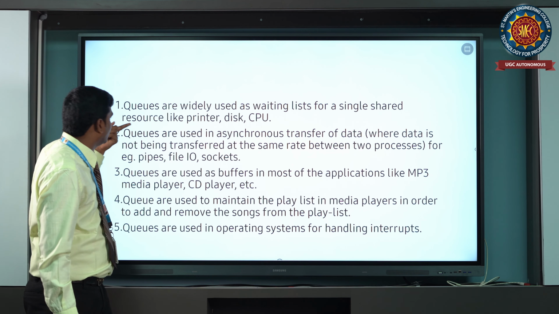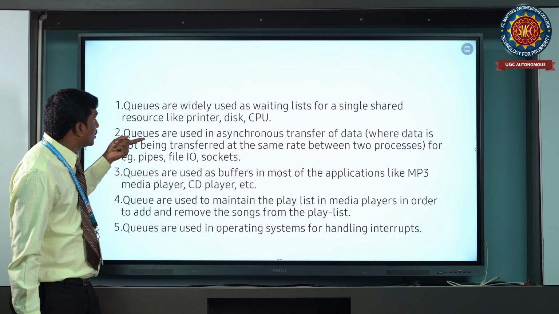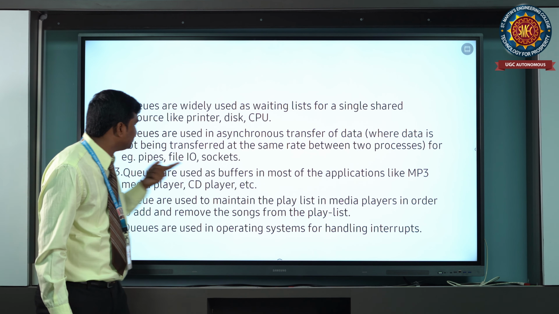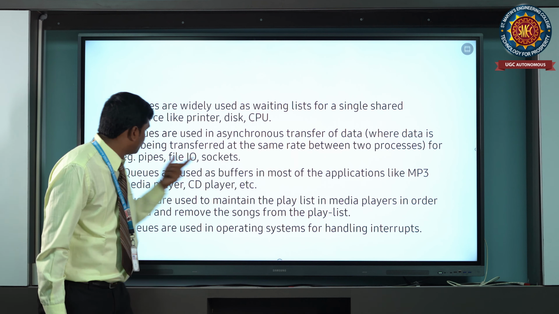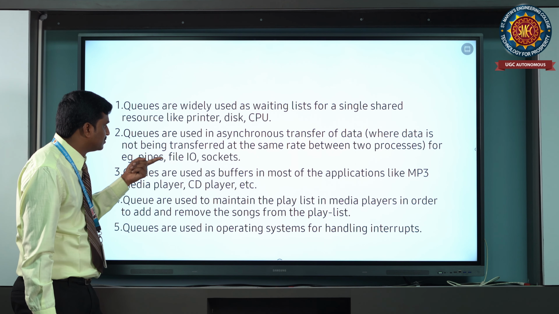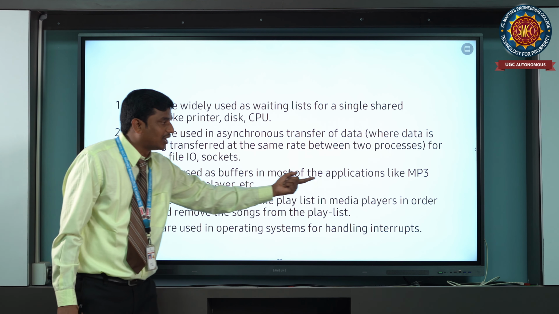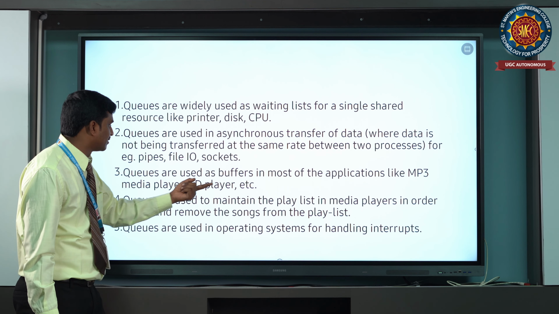Single shared resources like printer, disk, CPU. Next, queues are used in what? Asynchronous transfer of data, when data is not being transferred at the same rate between processes. For example, pipes, files, IO sockets. Queues are used as buffers in most applications like MP3 players, media players, CD players, etc.